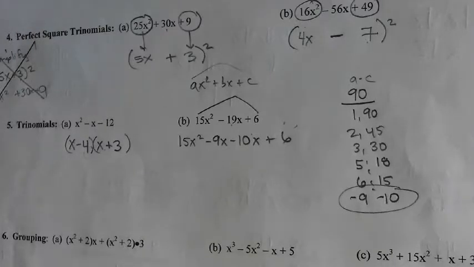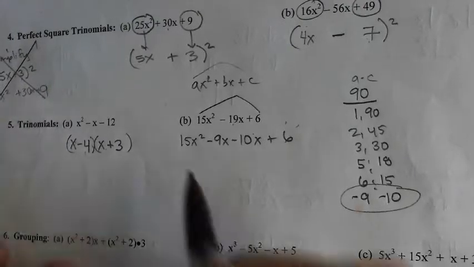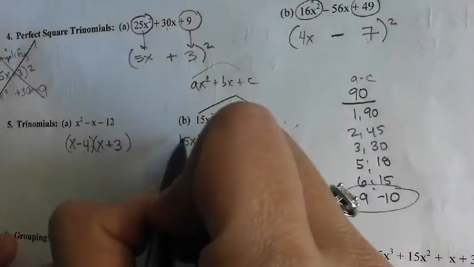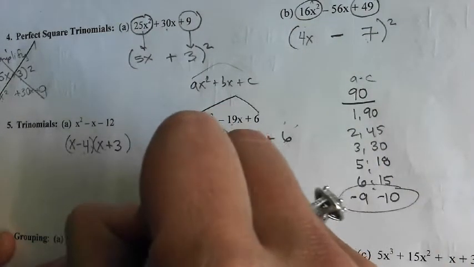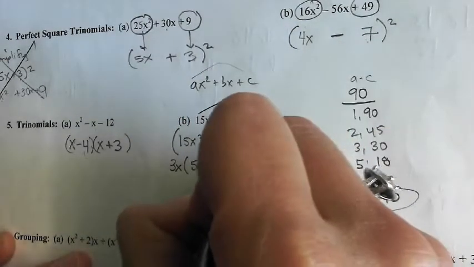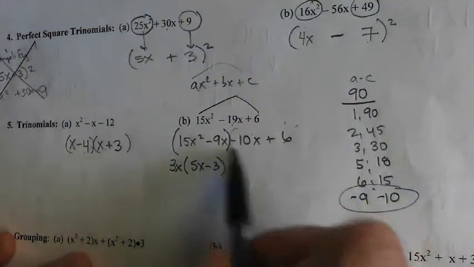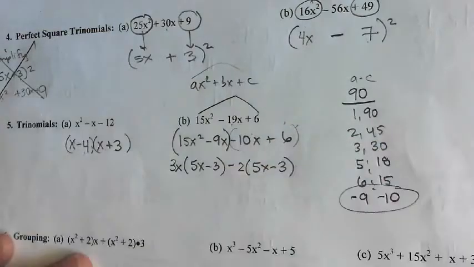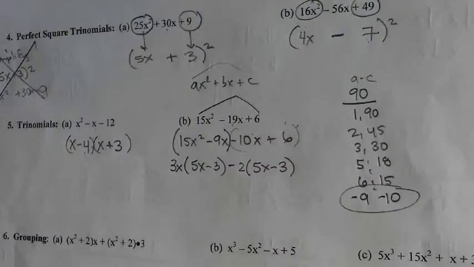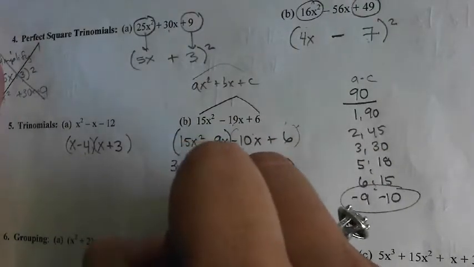Grouping. I think there's probably still not a GCF. I've never done this before, though. Yes, this is like mind-blowing. So, okay. So group, I'm going to take out 3x. In the second group, I'm going to take out a negative 2. And then obviously grouping worked because 5x minus 3 matches.